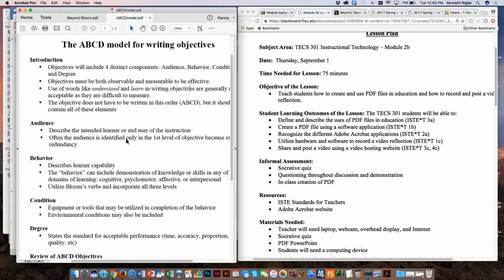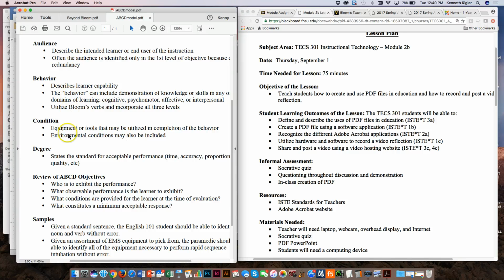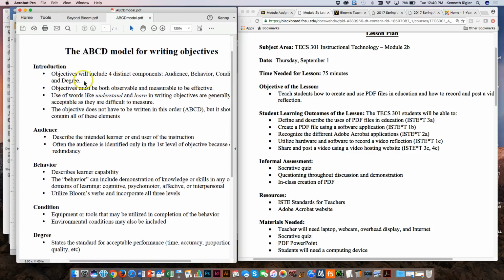All right, so the ABCD model is a recognizable model for writing outcomes. There are 4 parts to it: the audience, the behavior, the condition, and the degree. Each outcome should have these 4 components. Now, I'm a stickler on the first 2 components. On 3 and 4, I'm a little bit flexible. Let's look at a couple of things you can see here. They have 4 distinct components, and they must be observable and measurable.